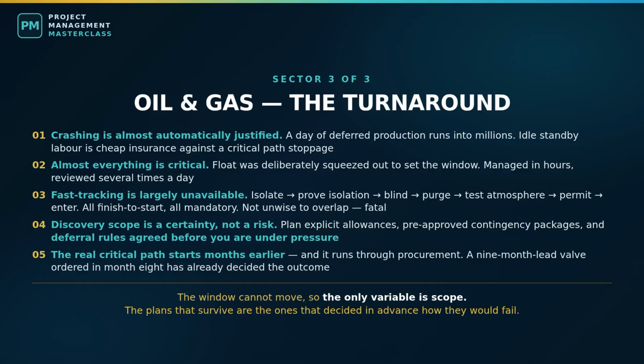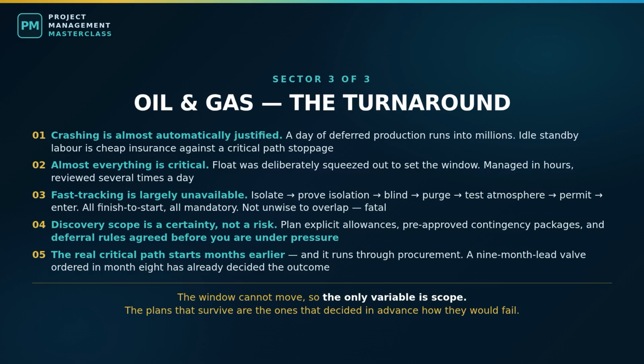The window is fixed and short, 21 days, say. And the cost of overrunning is not a penalty clause, it is deferred production, which on a significant asset runs into millions of dollars per day. So the cost of delay is orders of magnitude larger than the cost of the work itself. That single fact changes every trade-off in this episode.